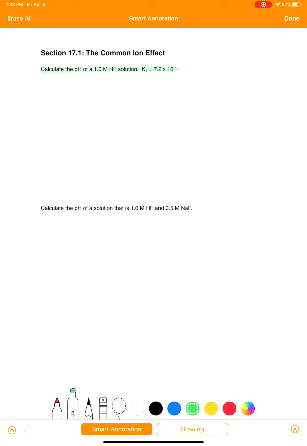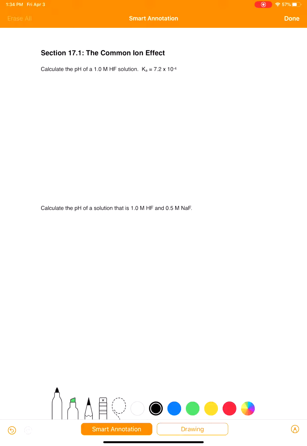And then once we get that pH calculated, we're going to calculate the pH of a solution that is also 1 molar HF but has this sodium fluoride common ion present. With the presence of the common ion in this second solution, the pH should be different. It should change. So we're going to be able to compare how much it's changed. So let's start with the first problem, calculating the pH of the 1 molar HF solution. Again, this is what we learned how to do in chapter 16, so this is a review.